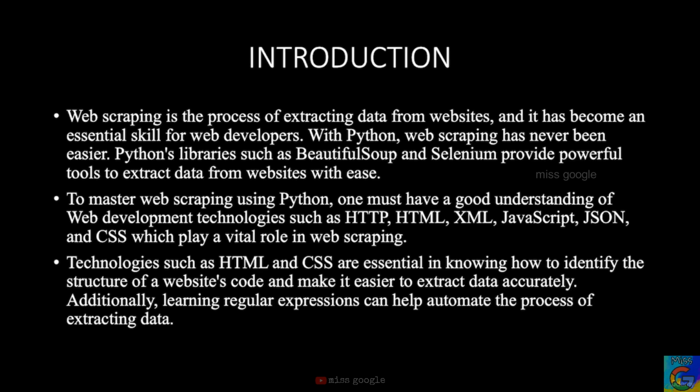But first, to master web scraping using Python, one must have a very good understanding of web dev technologies such as HTTP, or Hypertext Transfer Protocol, HTML, XML, JavaScript, JSON, and CSS, all of which play a vital role in web scraping. Technologies such as HTML and CSS are essential in knowing how to identify the structure of a website's code and make it much easier to extract data accurately. Additionally, learning regular expressions or regex can help automate the process of extracting data.